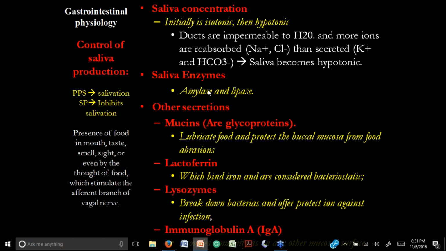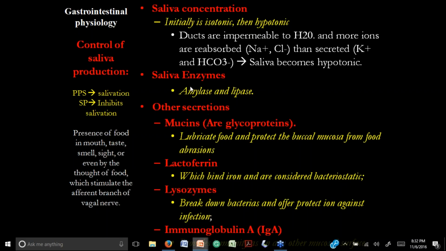Why? Because if you take amylase as a parameter, you don't know if it is coming from the saliva or from the pancreas. But with a very high elevation of the lipase, it's very likely that the lipase is coming from the pancreas. So that's why we use it as a parameter for pancreatitis.